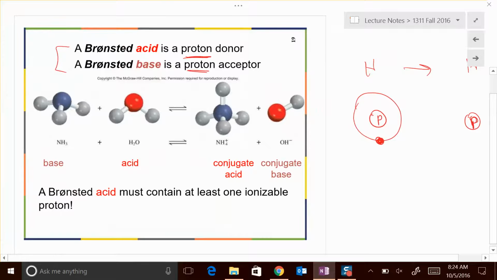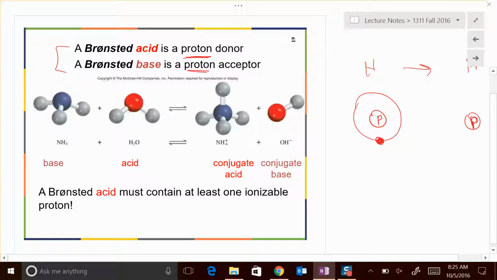If you are a proton donor, you're producing H plus, or you're donating a positively charged hydrogen, which is a single proton. That's what an acid is. It's a proton going around and doing chemistry. So if you donate that proton, you are an acid. If you accept that proton, then you are a base.